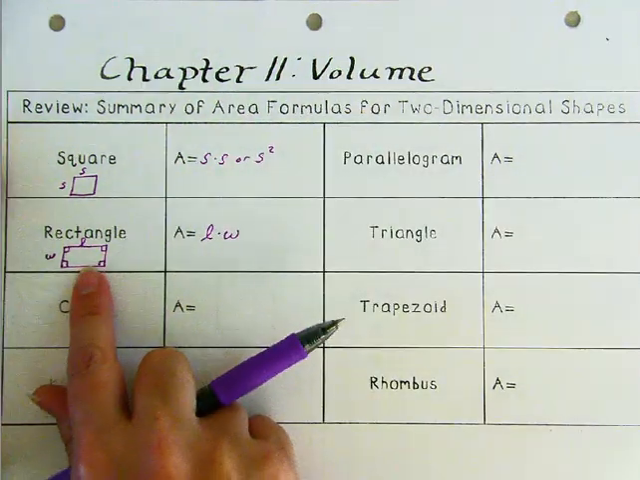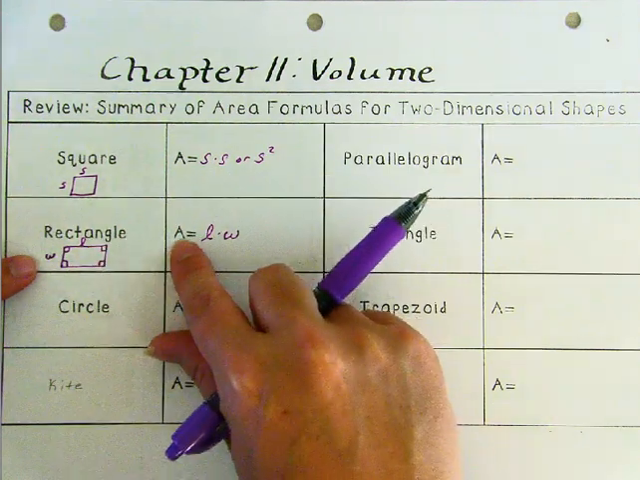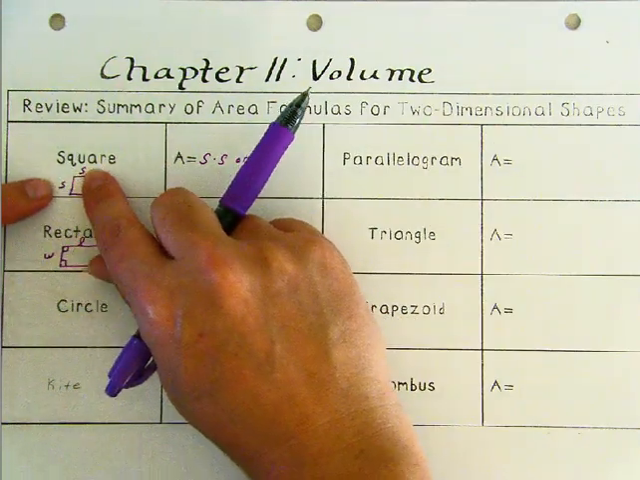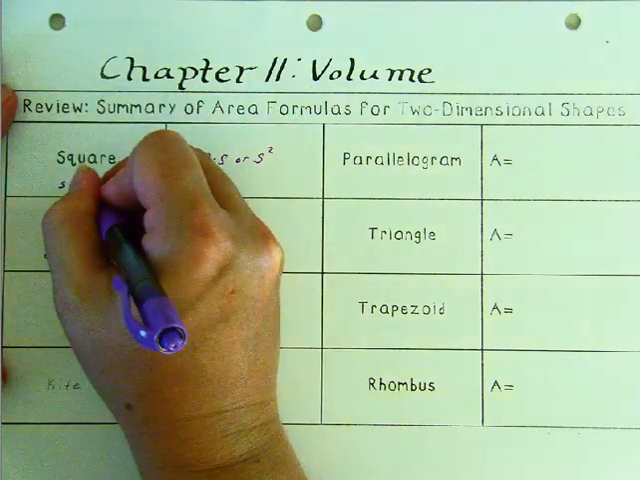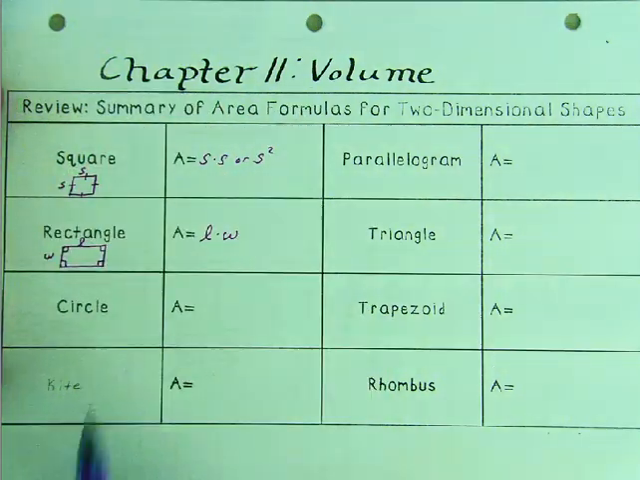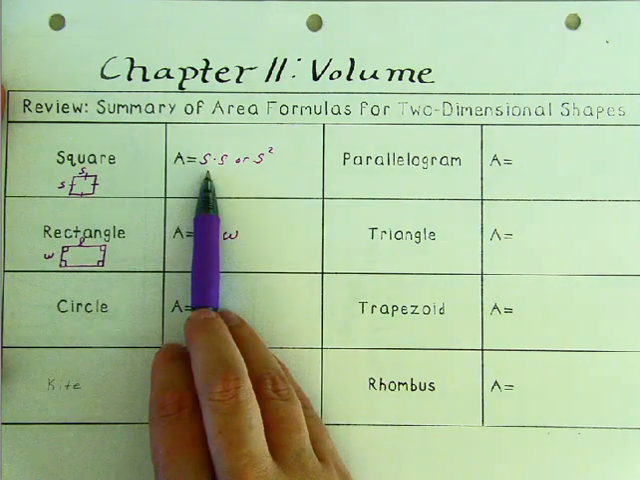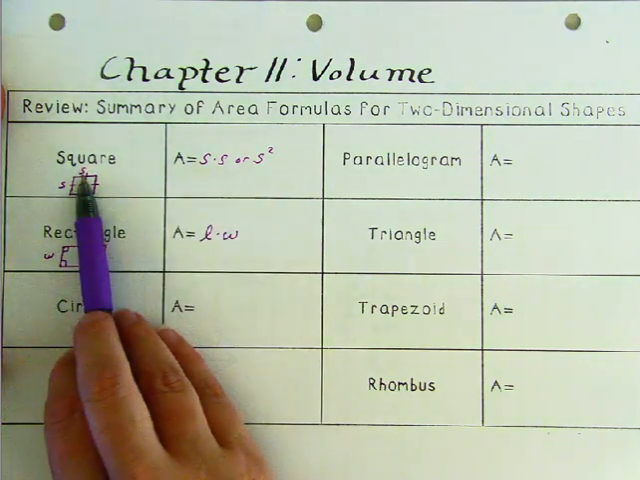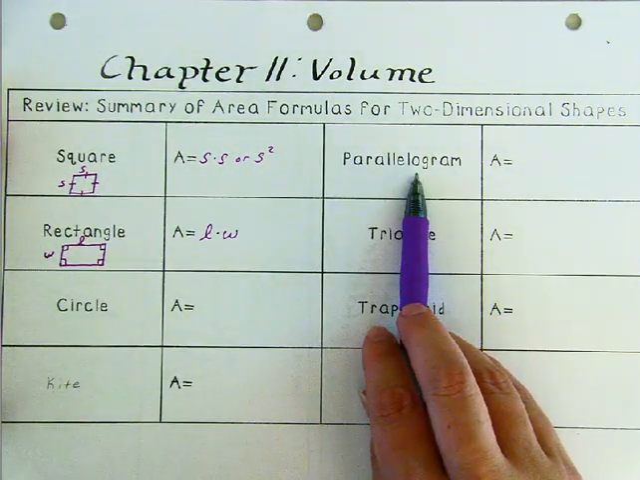So same thing as what we did here. We had these two dimensions, we multiplied them together to get our area. We did the same thing here. The only difference is these are all congruent to each other. So that's why we were able to just call this S. Length times width still works for this. It's just that my length and width are the same number. Okay? So then we're going to move over to a parallelogram.